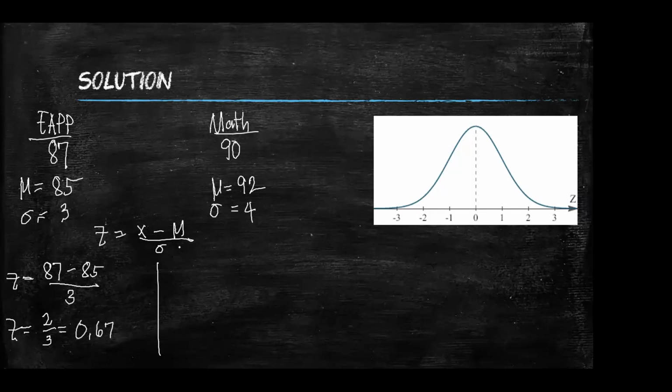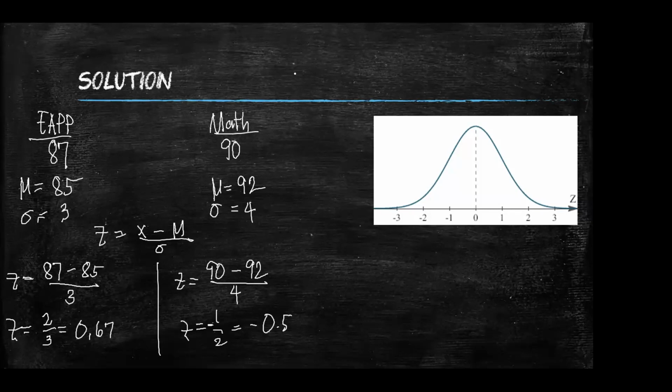Next naman po is math. Ayan. So z is equal to the score being tested, which is x, minus our mu over sigma. Ayan. So 90 minus 92, that is negative 2 over 4, that is 1/2, right? Or, ay negative 1/2 pala, sorry. Negative 1/2 or negative 0.5 or 0.50 or 0.5.